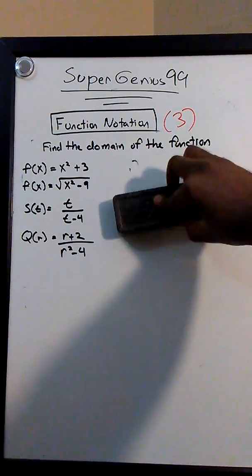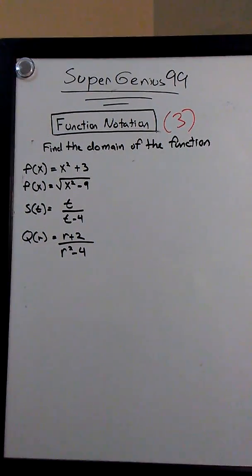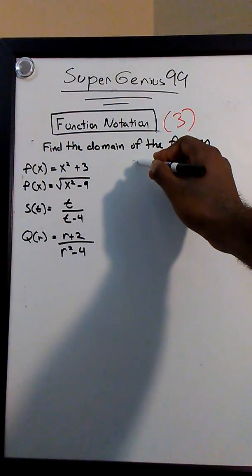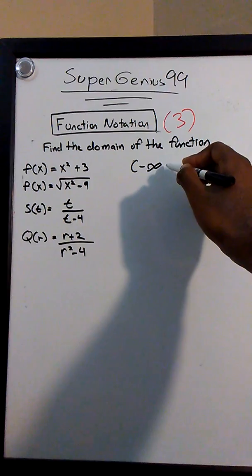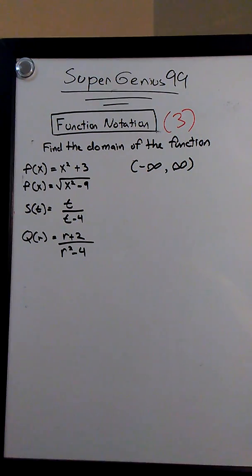Okay, so let's look at the first one. Remember, when we're looking for the domain, we're looking for constraints on the x values, such as a 0 in the denominator or a negative number in the radical. If you notice the first one, it's not a fraction, so it doesn't have a denominator, and there are no radicands, so all possible real numbers will work for this. There are several ways to write all possible real numbers. I'm going to use the negative infinity to positive infinity set, and that will be all possible real numbers.